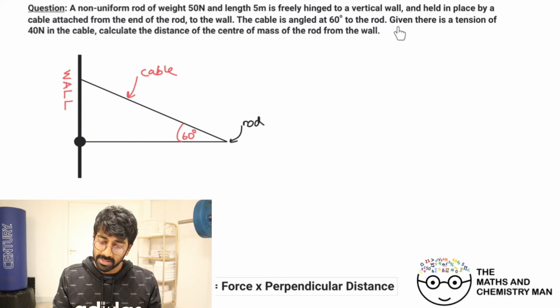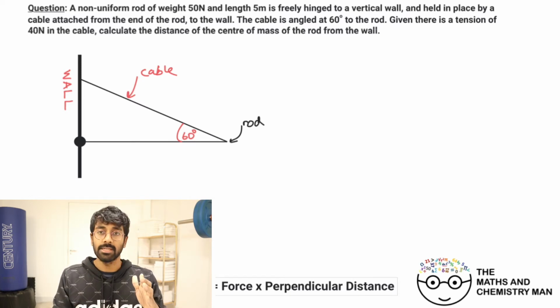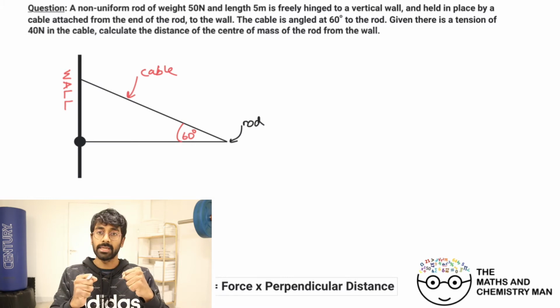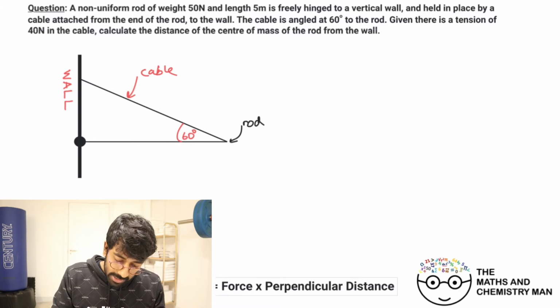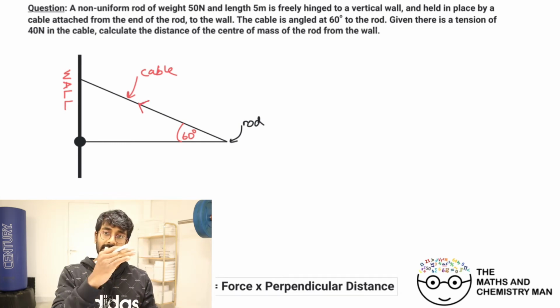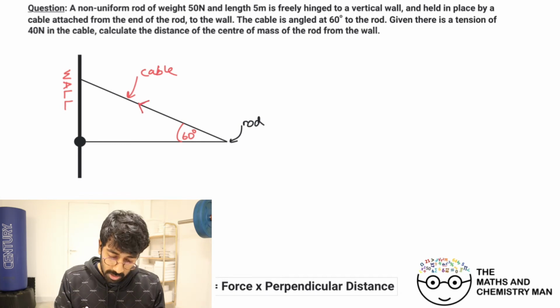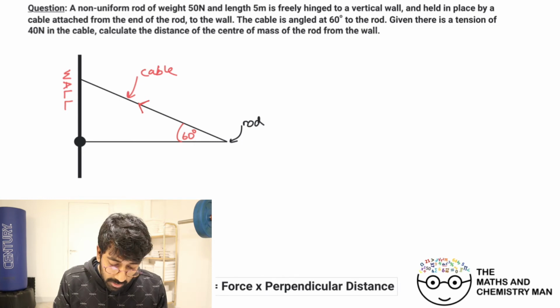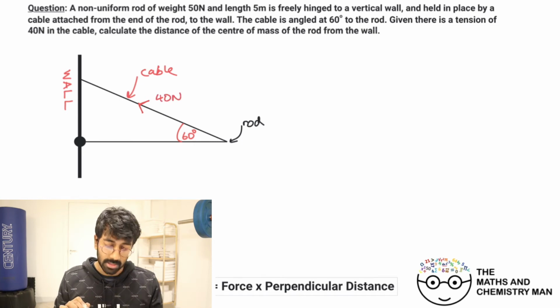And then what are we told here? Given that there is a tension of 40 newtons in the cable. Okay, so what you need to realize is there's going to be tension in the cable. It's going to be tight. And what that means is the cable is pulling the rod in that direction. So towards the wall, right? So you fill that in there as 40 newtons. There we go. So you've got that.